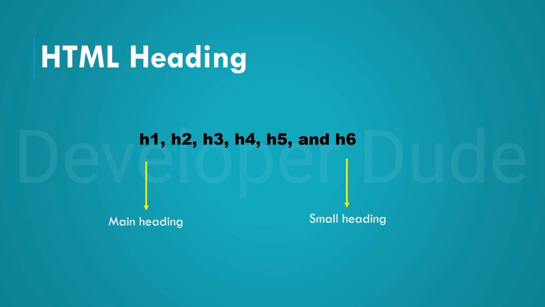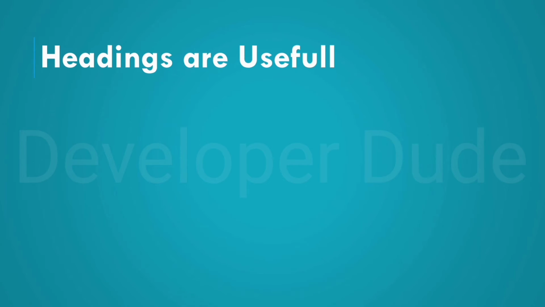H1 defines the most important heading. H6 defines the least important heading. Headings are useful. HTML headings are defined with the H1 to H6 tags. H1 defines the most important heading. H6 defines the least important heading.